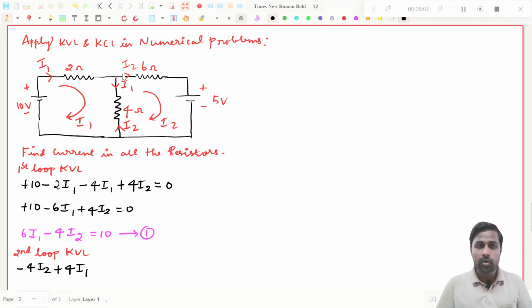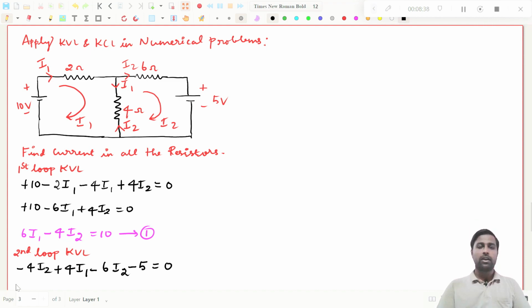Then you go in this direction. You see, you are going in the same direction as I2. So what you have to put here? Minus 6 into I2. Then you come in this direction, and now you see you are coming from plus to minus in a voltage source. So what you have to do? You have to put minus the value of voltage, that is 5. That's all, right? You have no other elements in this row. So you put this equal to 0.